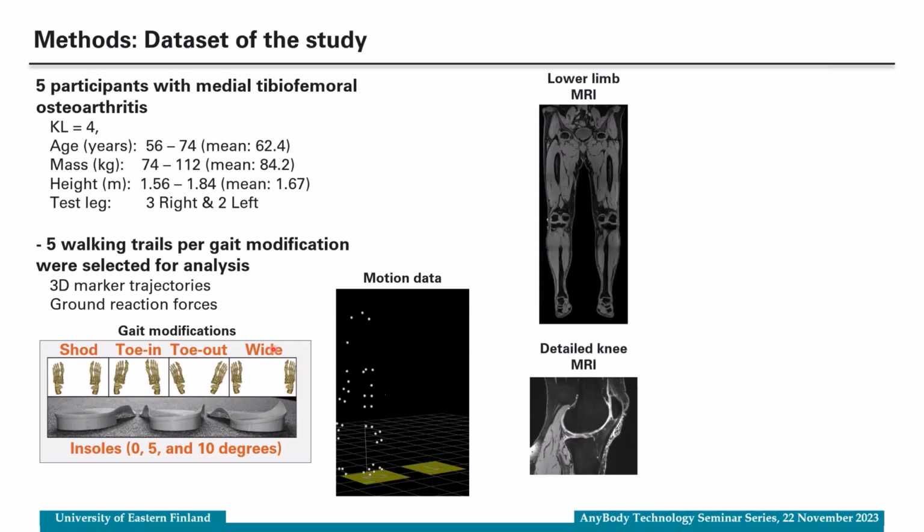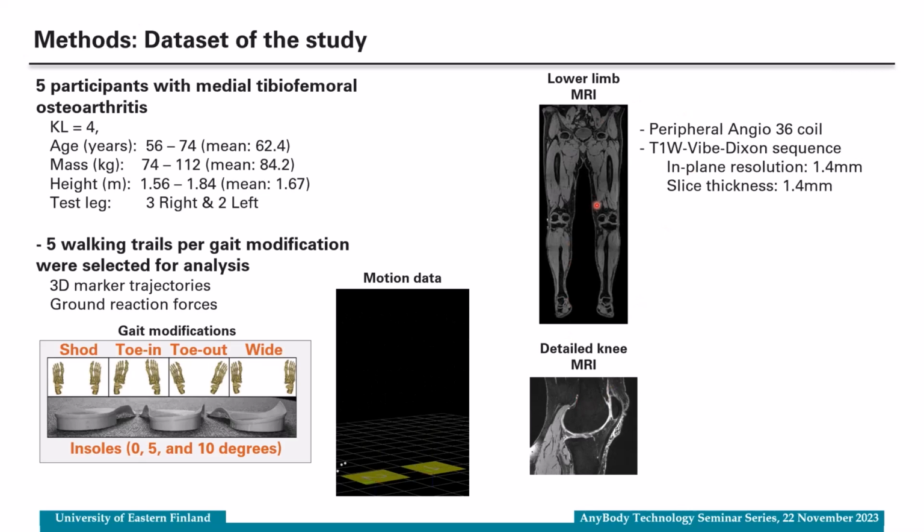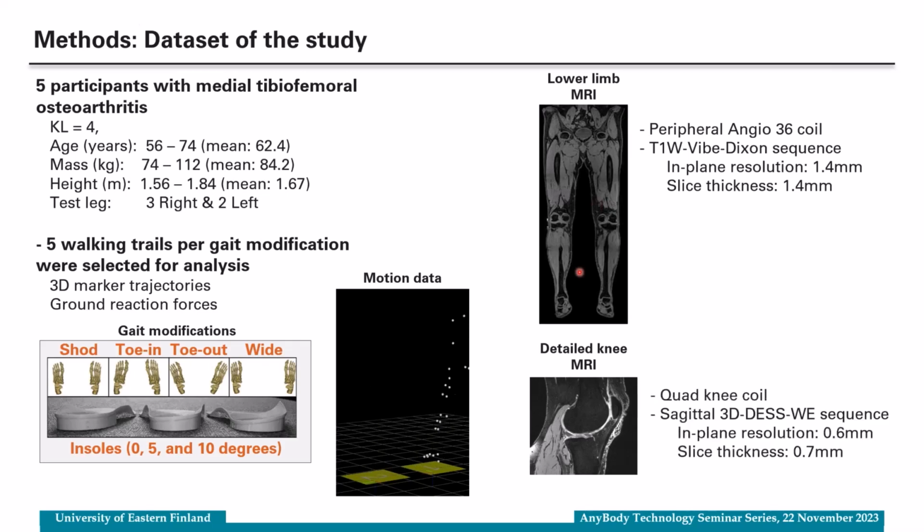We then also collected MRIs to create personalized models. So we collected the lower limb MRI as well as a detailed knee MRI. The lower limb MRI was T1 weighted with a lower resolution, which we used to create musculoskeletal models. And then the detailed knee MRI was a 3D sequence with a higher resolution, which we used to create the finite element models, which I will go through in the following slides.